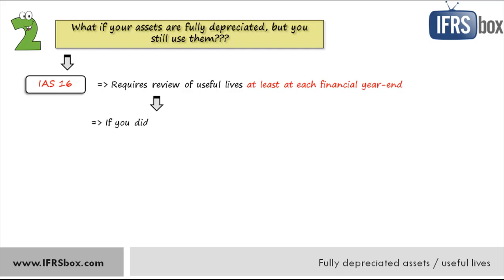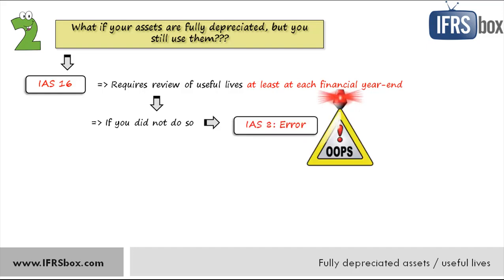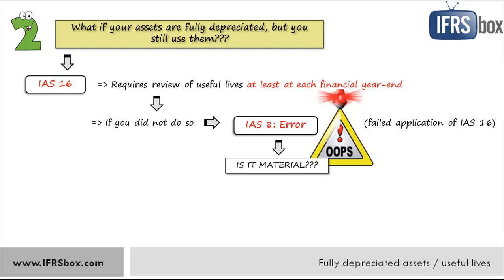So if this is your case and you forgot to review useful lives of your assets in the past, then there is an error as defined by IAS 8, and this error results from not applying IAS 16 properly. So what to do with this error? Well, first of all, ask yourself, is this error material? In other words, would this misstatement influence the decisions of the users of the financial statements if omitted? Well, the concept of materiality is defined in the standard IAS 1, so check it if interested, but it requires judgment and you should have some idea whether this particular error might be material for your company or not.